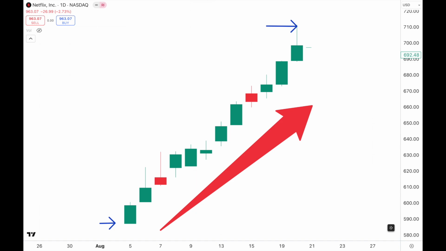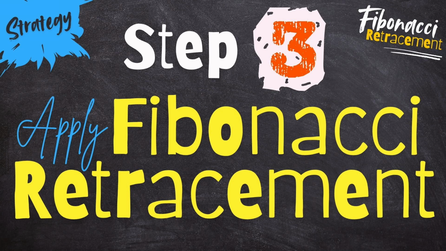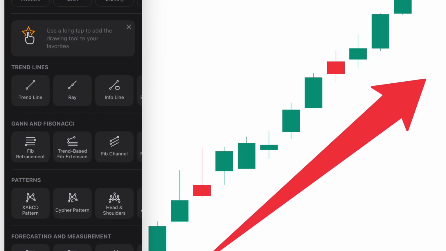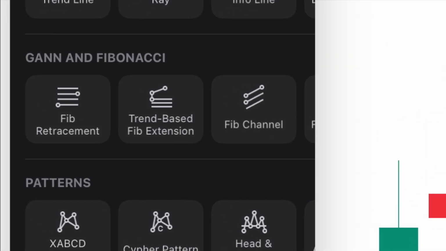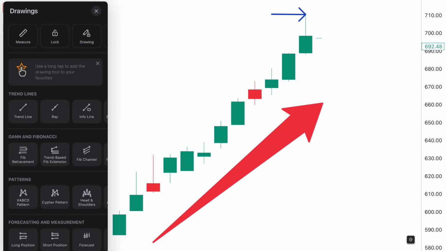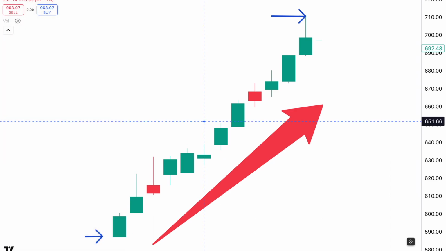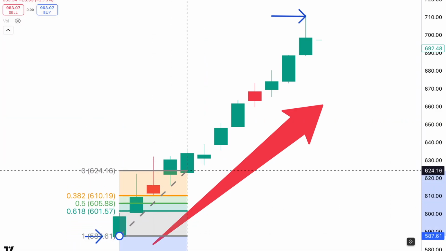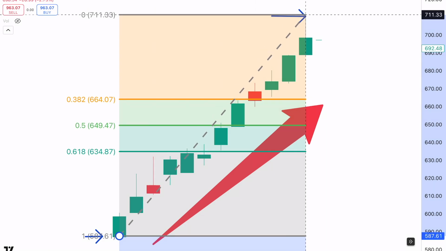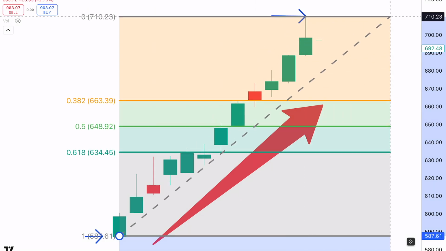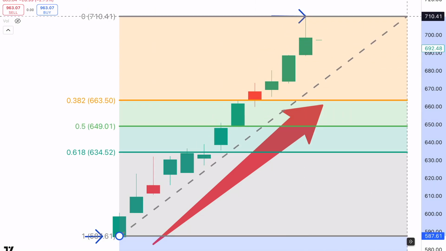Now that we have identified the swing high and swing low, our next step is to apply Fibonacci retracement levels. This can be easily done by selecting the Fibonacci retracement tool from the tool selection menu. Since it is not a technical indicator, it's not found alongside other indicators. To apply the tool, we will first select the lowest point of our trend and then drag it to the highest point. I usually extend it further to the right so that future price candles fall within these zones.